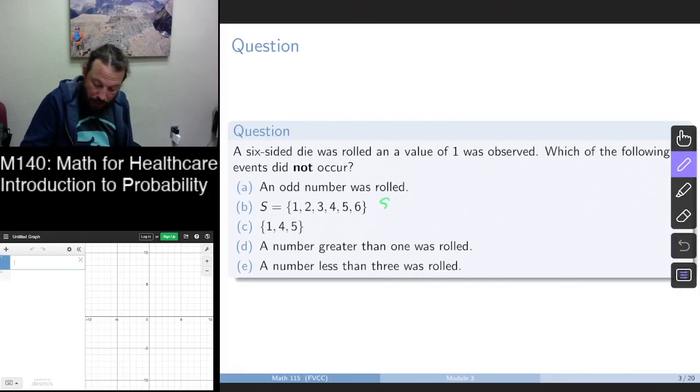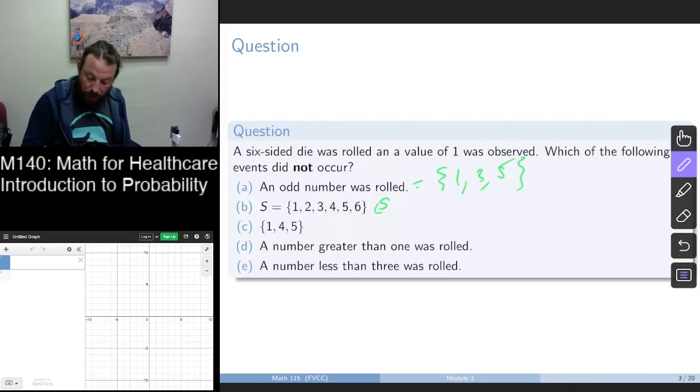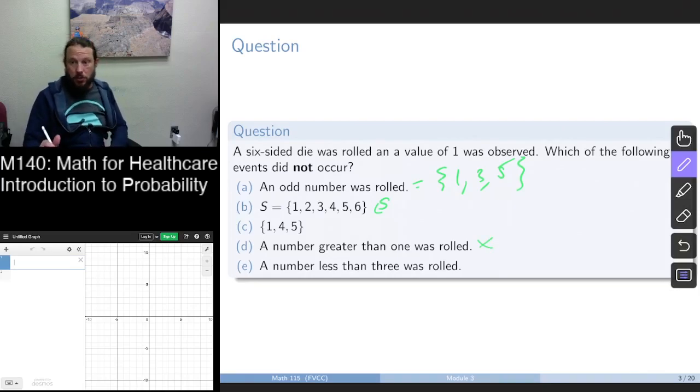Similarly with this S, which is the sample space, odd number. Well, what's that set? That's going to be 1, 3, 5, right? A number greater than 1 was rolled. This here, 1's not in there. A number less than 3 was rolled. 1 would be in that set as well.